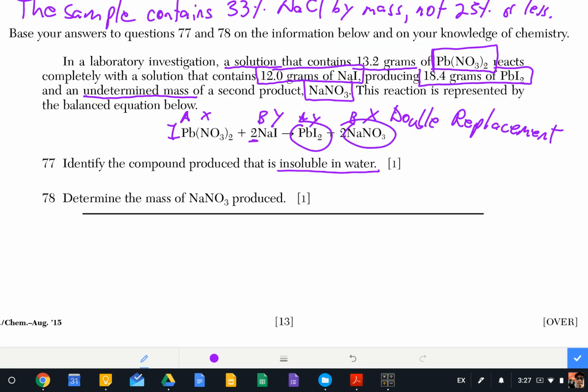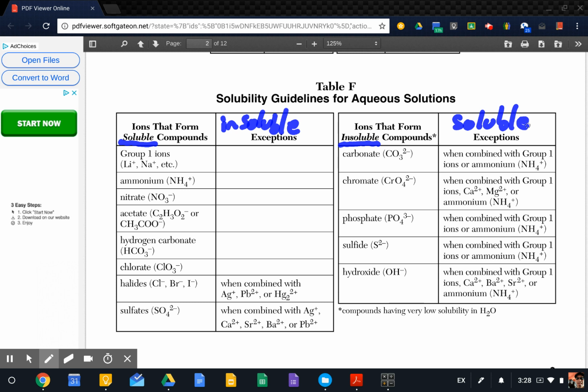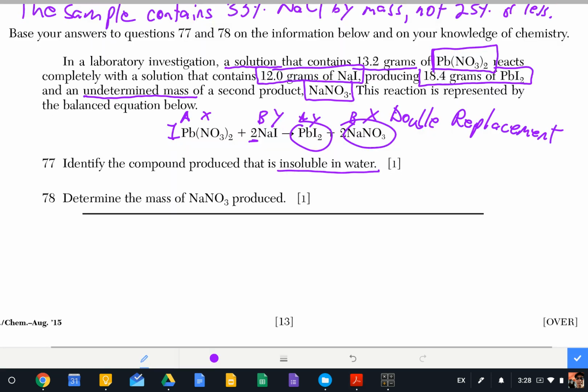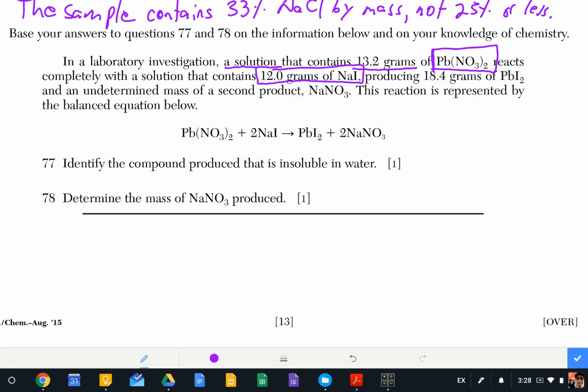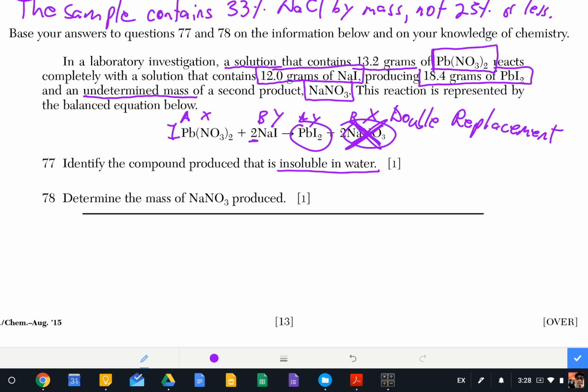We have PbI2, so lead 2 iodide, and we have sodium nitrate. Well, what about this? Check this out. If you look at this column right here, it says sodium and all the group 1 metals are soluble with no exception. That means that sodium and all the other metals in group 1 make salts that dissolve in water all the time. So then, we already know that this is not what didn't dissolve. Sodium nitrate is soluble. They want us to find what is insoluble.